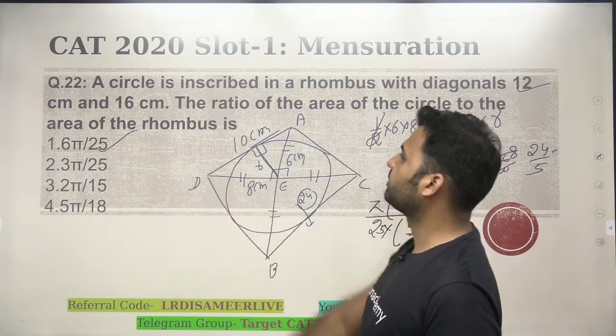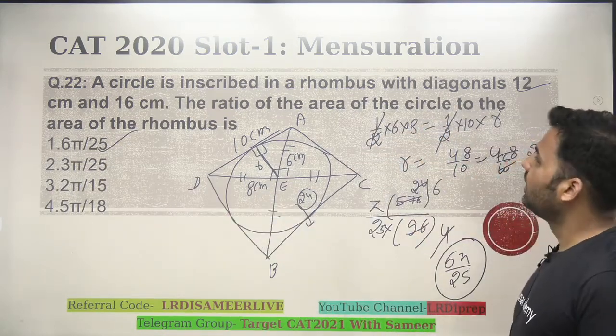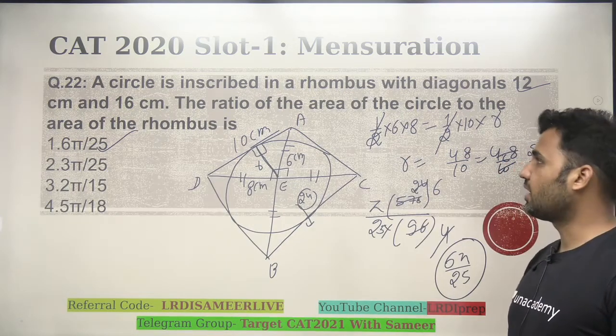That is option number 1. 1 is the correct answer to the question. These were the 3 questions of area and volume asked in CAT 2020, guys.